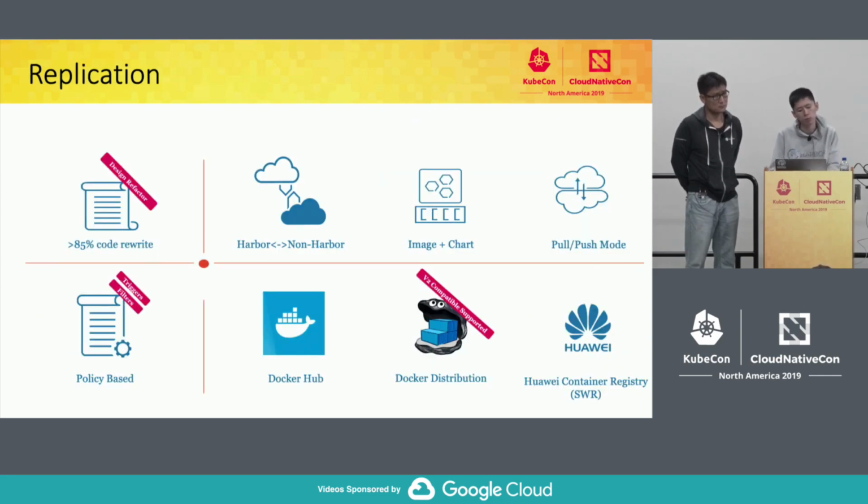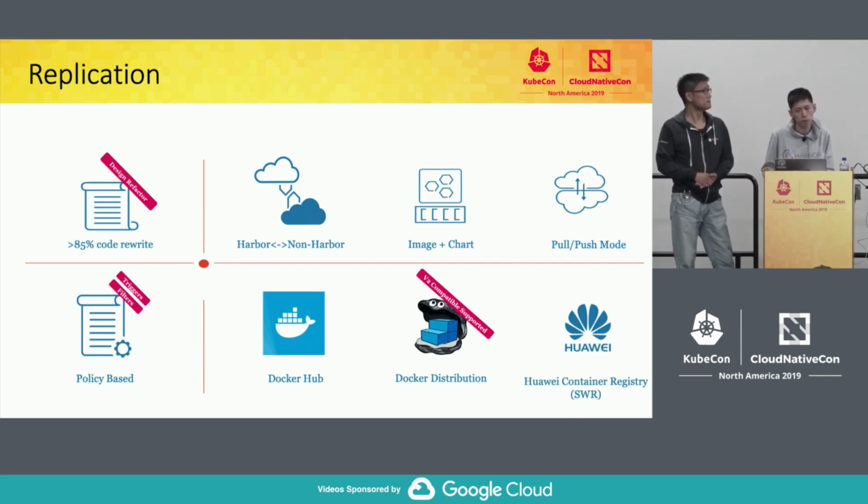So I want to go over 2 features that we received a lot of feedback on that the users really like. The first one is replication. So this is the ability to replicate images and charts from one Harbor to another replication target, which may or may not be a Harbor instance. Full support for replicating Docker images and charts, and you can configure this to be in pull or push mode, right? So you can pull images from the replication target, or you can push images to the replication target, granted you have access to the replication target.